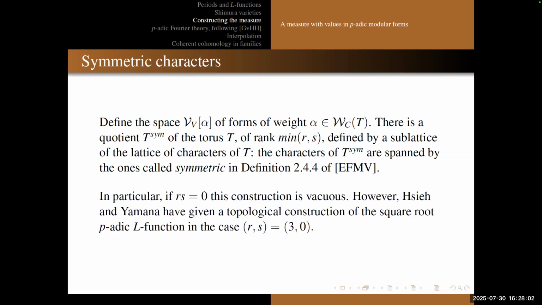So there is no theory in the case of definite unitary groups, although there is a theory of p-adic L-functions constructed by a completely different method by Hsieh and Yamana in the case of GL3 cross GL2.